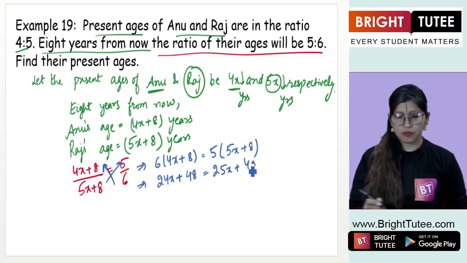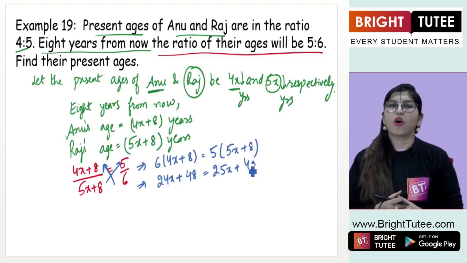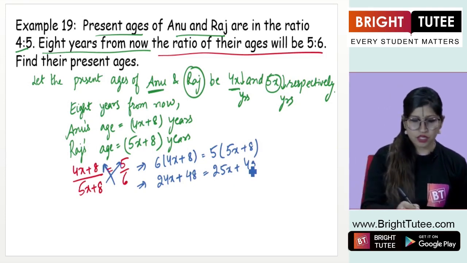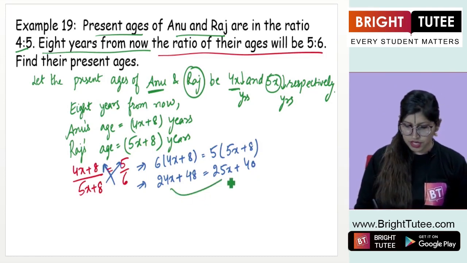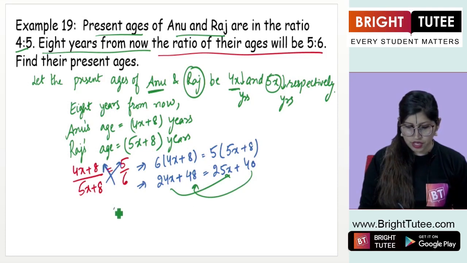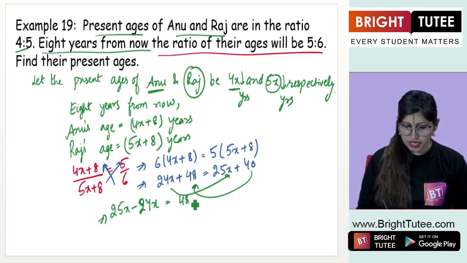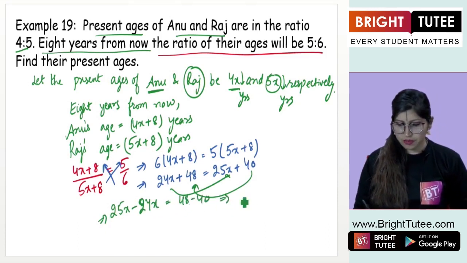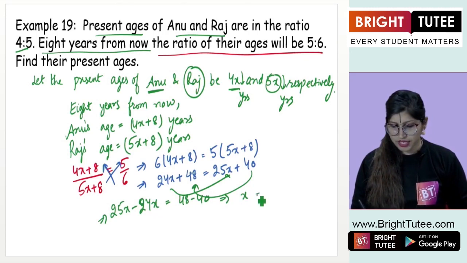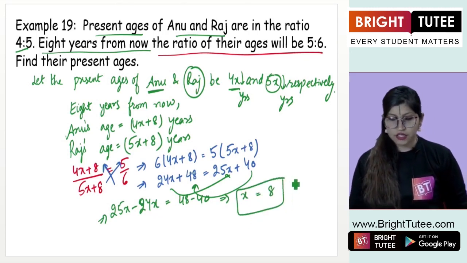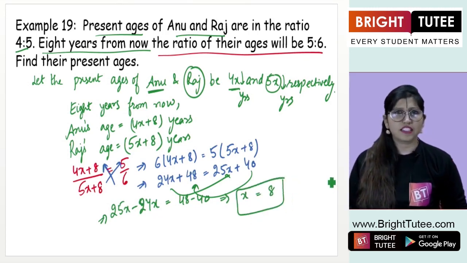Now again we'll take x terms together, or like terms together. We'll take 24x and this 40 to the other side. So we'll get 25x minus 24x equals 48 minus 40. Now 25 minus 24 is 1, which gives x equals 8. So I guess this is the final answer.